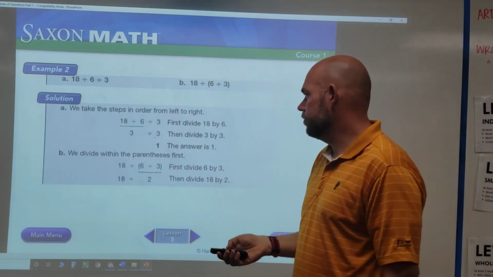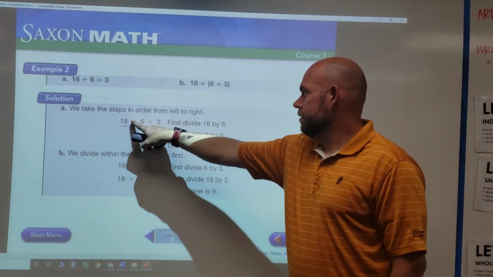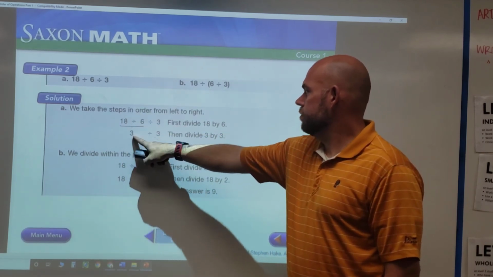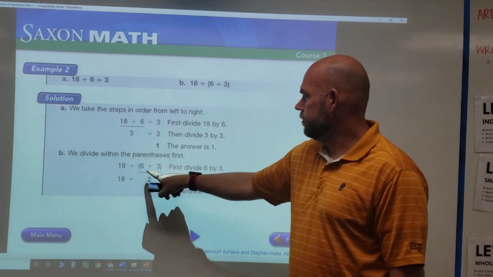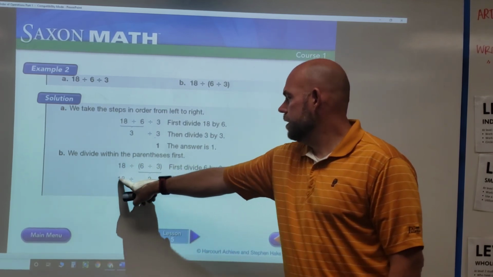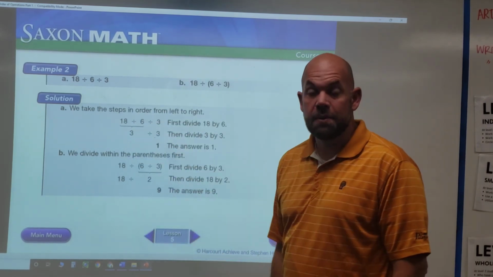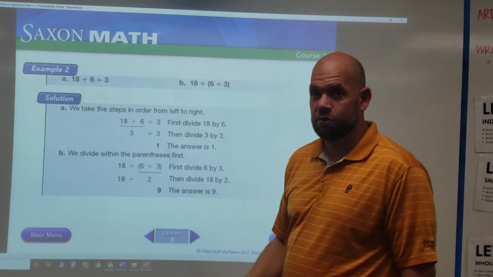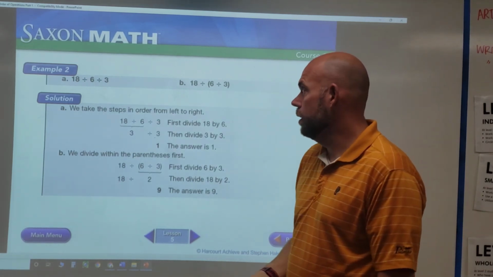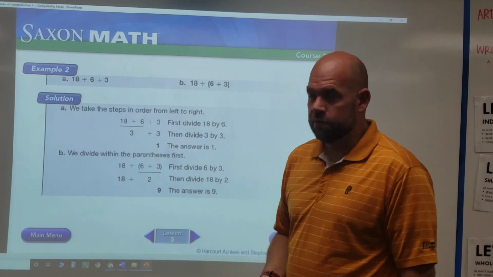So again, I'm just going to pull this out as we see what they do. 18 divided by 6 is 3. 3 divided by 3 is 1. Here we do the parentheses first. 6 divided by 3 is 2. 18 divided by 2 is 9. And see how they wrote it out separate each time? In your homework today, you might want to write each step instead of doing it mentally like I've been showing you. You can do it either way, but it's good to show your work, of course.